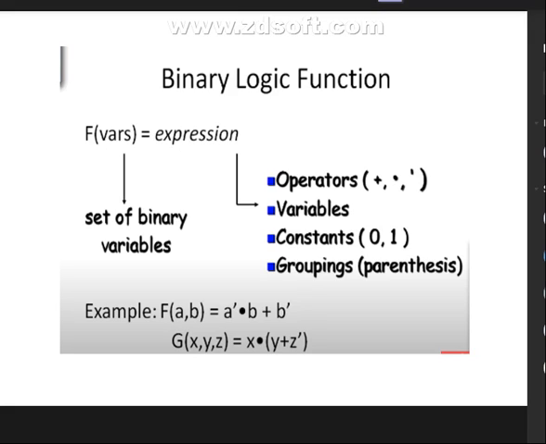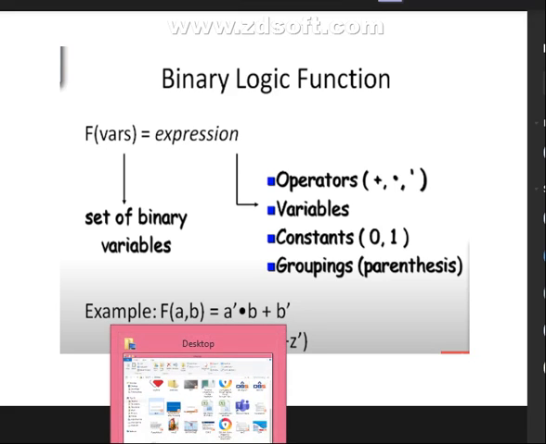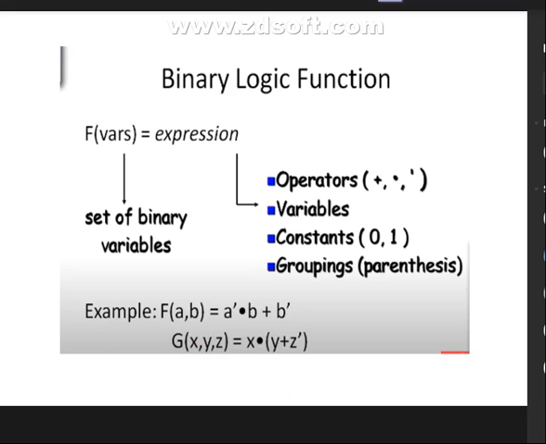This expression contains operators, variables, constants, and it may contain grouping. What does it contain? It contains operators, variables, constants, and groupings, that is parentheses. Suppose the example is f of a comma b. In this, on the right side, what we have is the expression. This expression may contain operators like plus, into, and it may contain some constants, it may contain some variables.